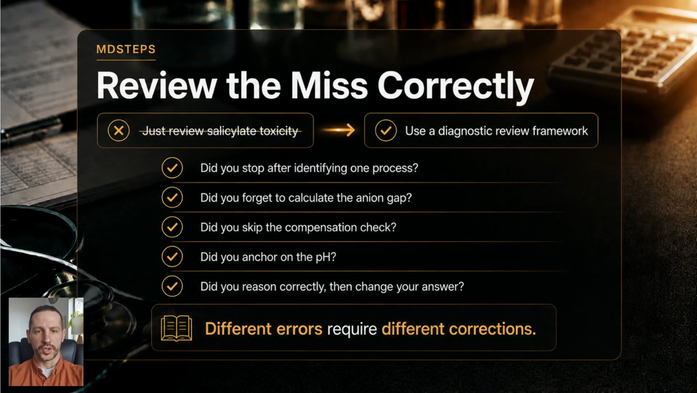And if you miss a question, do not simply write review salicylate toxicity. Ask what actually happened. Did you stop after identifying one process? Did you forget to calculate the anion gap? Did you calculate the gap but skip the compensation check? Did you anchor on the pH? Or did you initially reason correctly and then change your answer? Each of those errors requires a different correction.